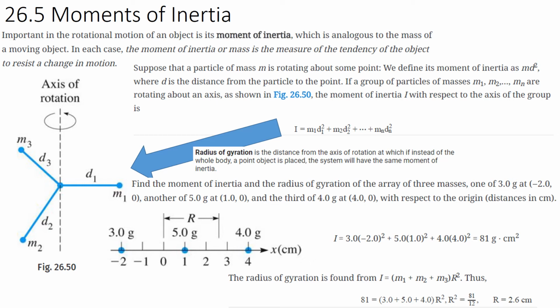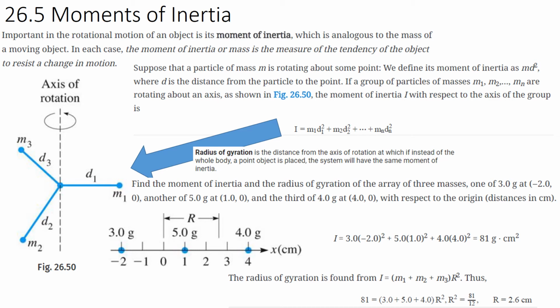So let's find the moment of inertia and the radius of gyration for 3 masses. And they're all along the same line. That's that second graph there. The 3 blue dots, one is 3 grams and it's located at x equals -2. One is 5 grams and it's located at x equals 1. And one is 4 grams and it's located at x equals 4. So I want to spin this around the origin, which is at x equals 0. And let's say they're centimeters, where each one of those numbers is in centimeters. So we have grams and centimeters.